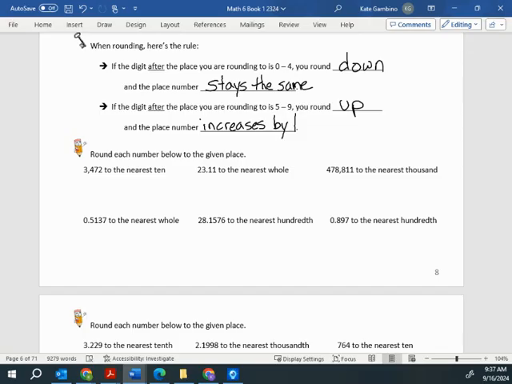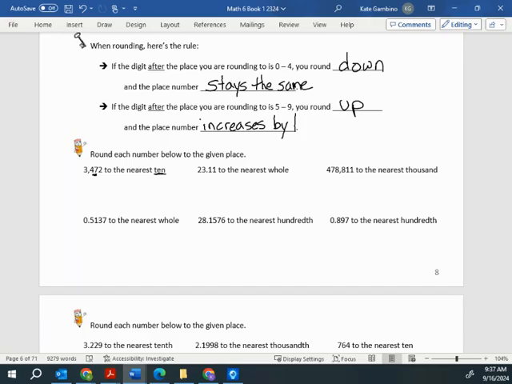So now we have some more rounding to do. It says round each number below to the given place. So they're giving us the number, we're going to underline the place that we are rounding, and we're going to practice it. So it says round to the nearest 10, not 10th, 10. So what digit do we find in the tens place? Kylie? 7. A 7, so I'm going to underline that 7.